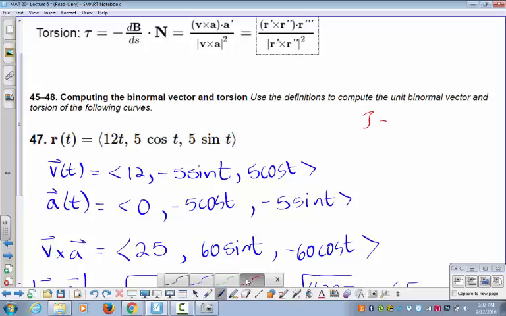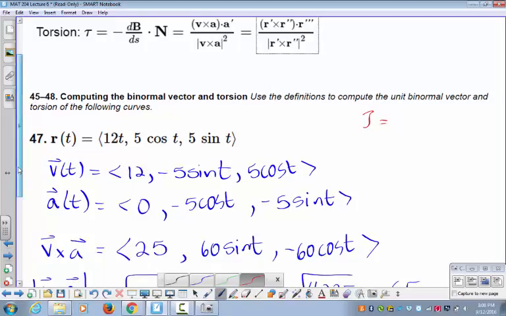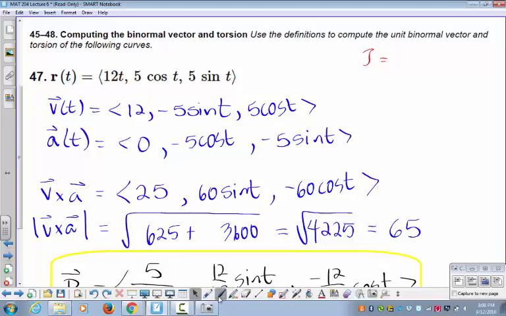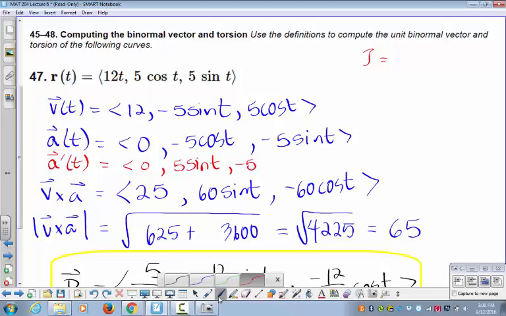So torsion, we have to do V cross A, which we already did. One thing we didn't do that we need to do for torsion is we've got to go one step even further. We have to find A prime. What do they call that in physics, the derivative of the acceleration? Is it a jerk, maybe? I think, yeah, jerk. That's right. So 0, minus 5 cosine derivative will be positive 5 sine, and then negative 5 cosine, the jerk. Okay, so that's also our triple prime.